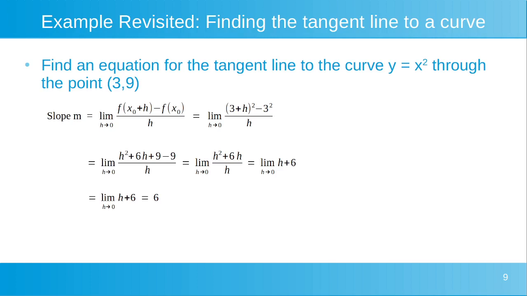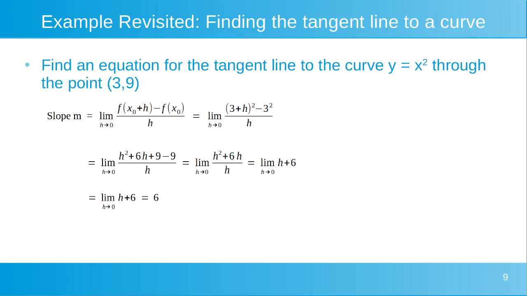Now our plus 9 and our minus 9 cancel, giving us the limit of (h^2 + 6h) all divided by h as h approaches 0. And when we divide by h, we get the limit of h + 6 as h approaches 0. Now at this point, we can evaluate that limit by substitution. We can replace the h with a 0. So our limit of h + 6 as h approaches 0 is 0 + 6, which is equal to 6.